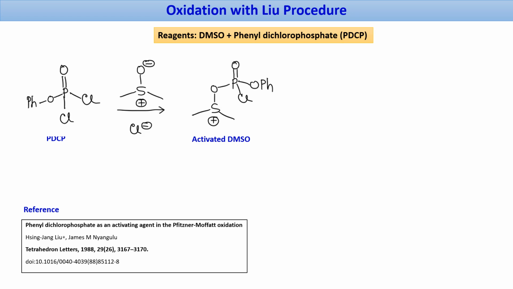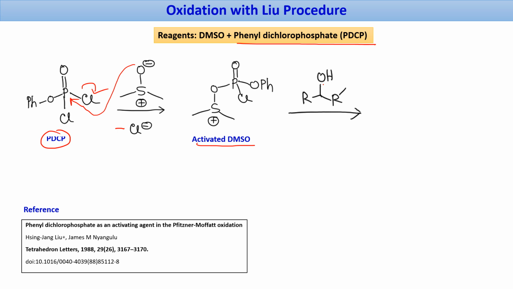Now the final procedure is the Liu procedure. Here for activation of DMSO we will take PDCP, which is phenyl dichlorophosphate. In this PDCP molecule, the negative charge over DMSO will attack this phosphorus, chlorine will be removed as chloride, and we have obtained the activated DMSO. The next thing is obviously the attack by the alcohol.